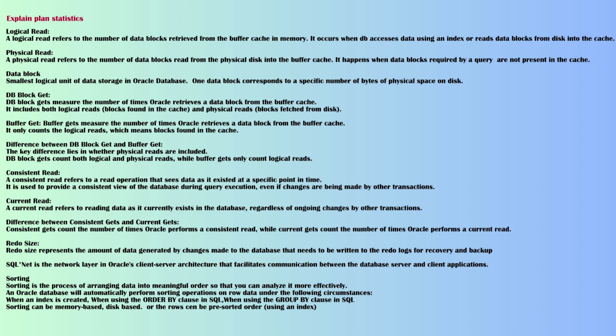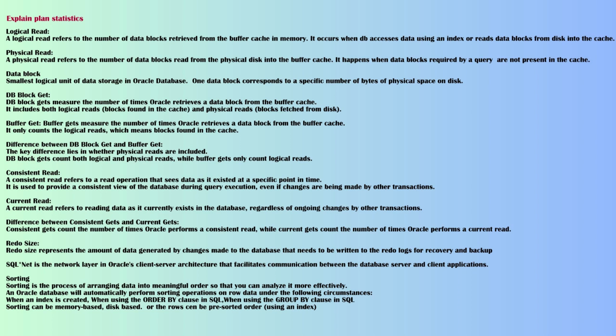What is control file? Control file is a binary file that records the physical structure of a database and contains the names and locations of redo log files, the timestamp of the database creation, the current log sequence number, checkpoint information, and so on. What is data block? Data block is the smallest logical unit of data storage in Oracle database. Other names for data blocks include Oracle blocks or pages. One data block corresponds to a specific number of bytes of physical space on disk.